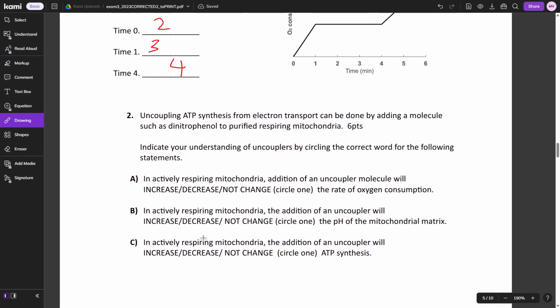All right. Number 2. I just realized that my thing is not charging, but I'll try and go through it first. Uncoupling ATP synthesis from electron transport can be done by adding a molecule such as DNP to purified respiring mitochondria. So we're just talking about uncoupling. Nothing unusual there. Indicate your understanding of uncouplers with these statements. I'll let you go through them real quick while I plug this in, and then I will discuss them after.